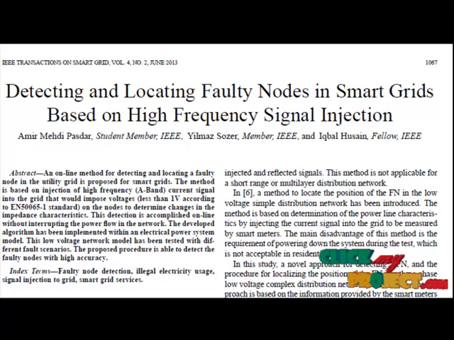This is an effective protection scheme against high impedance faults, that is HIFs, to efficiently confront the issues of detection and location simultaneously. In this study, a novel approach for detecting FN and the procedure for localizing the position of the FN in a three-phase low-voltage complex distribution network is presented.